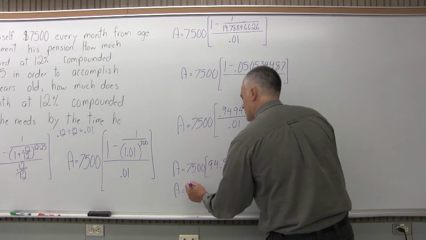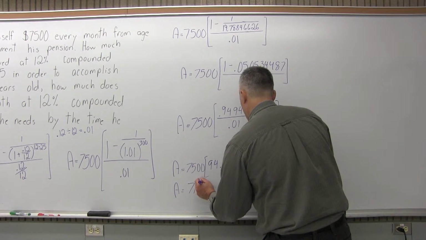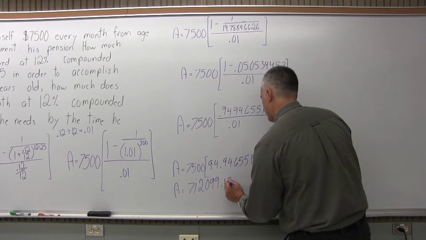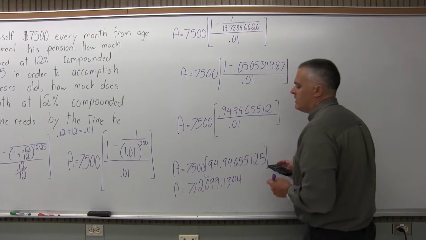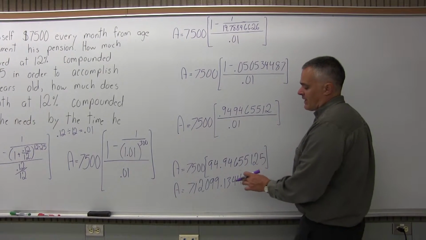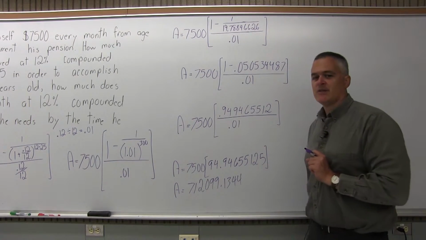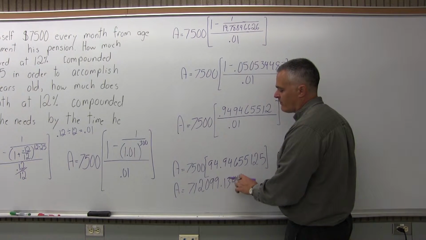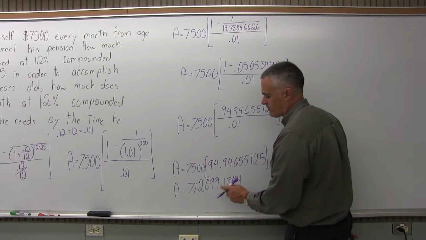And the calculator tells me the answer is 712099.1344. So again, I don't want that many digits after the decimal in my final answer, so I want to round to 2 places. So that 0.134 something is just going to chop at 0.13.